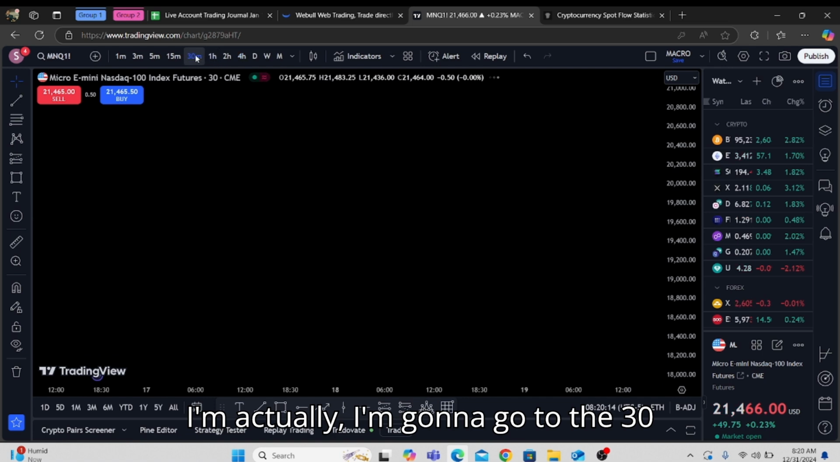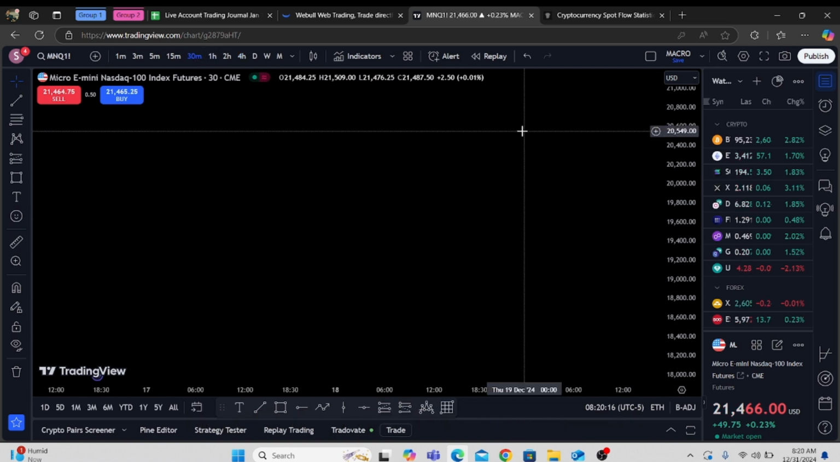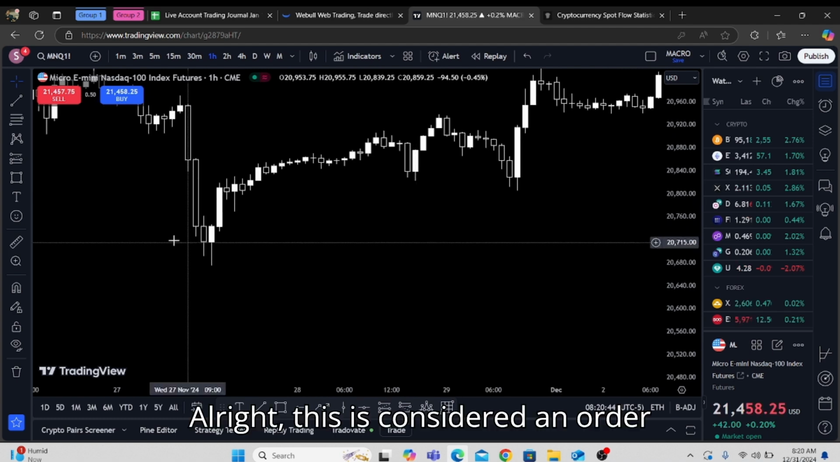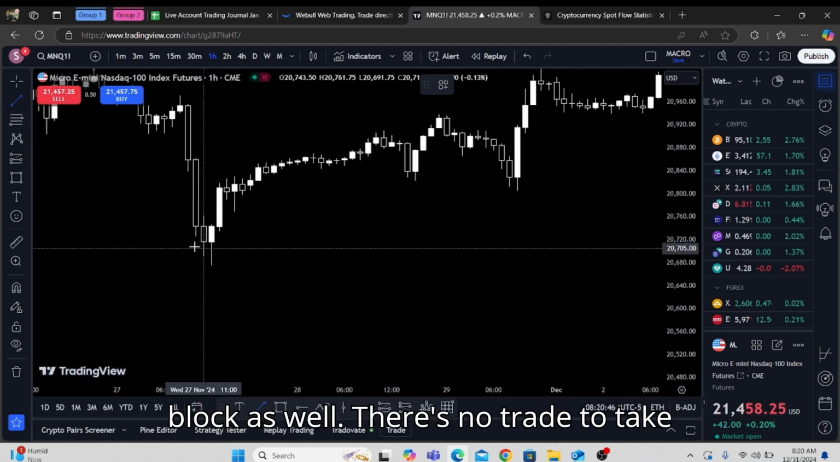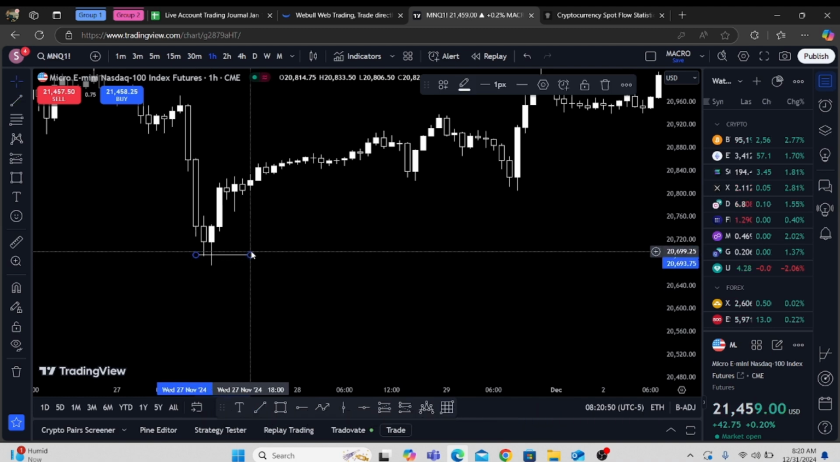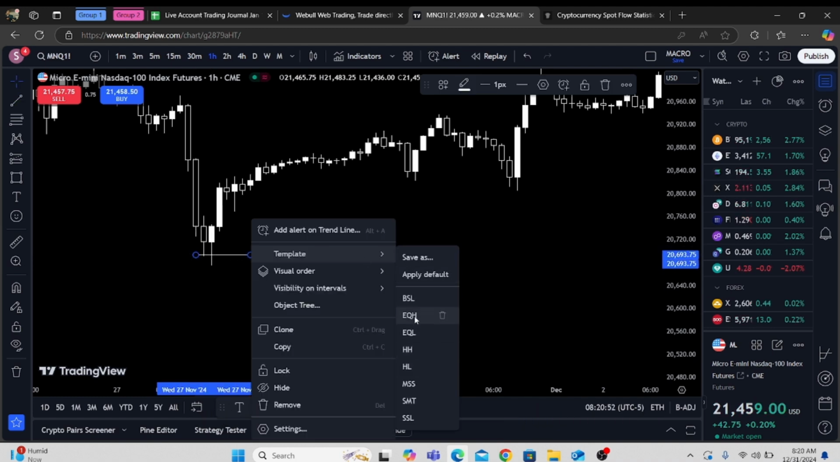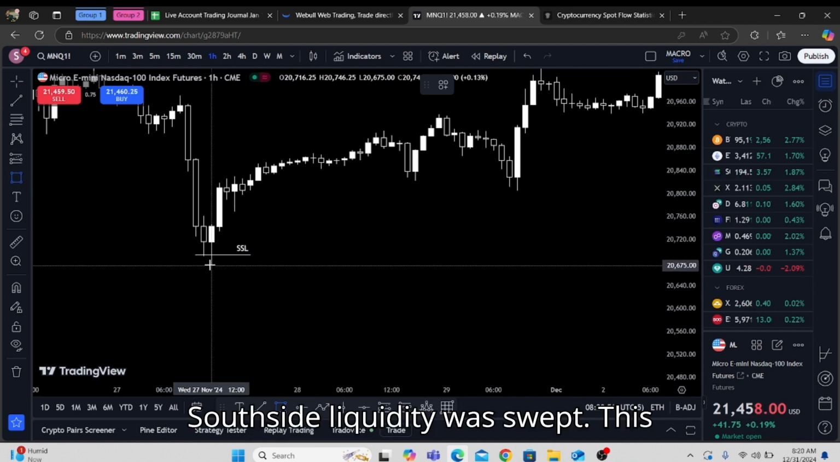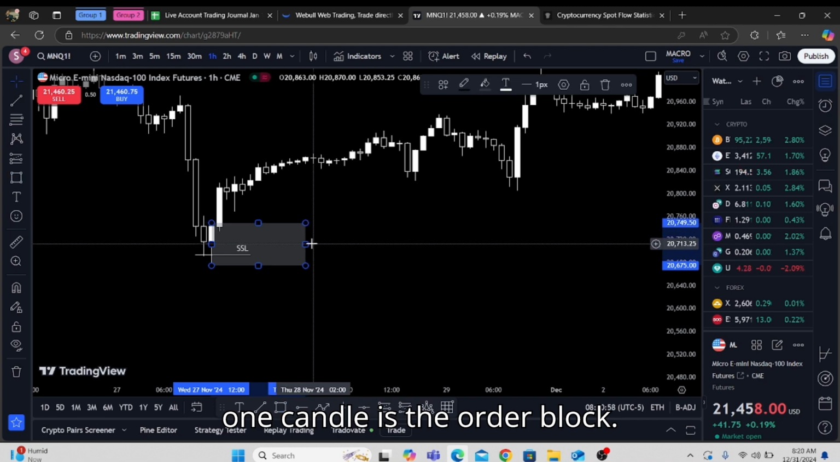I'm going to go to the 30-minute. All right, this is considered an order block as well. There's no trade to take here, but this is considered an order block. Sell side liquidity was swept. This one candle is the order block.